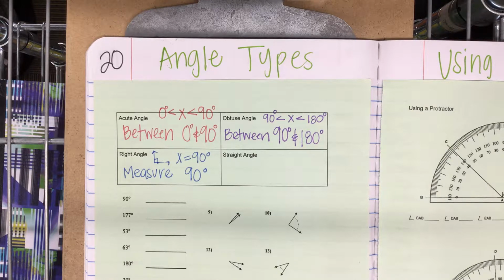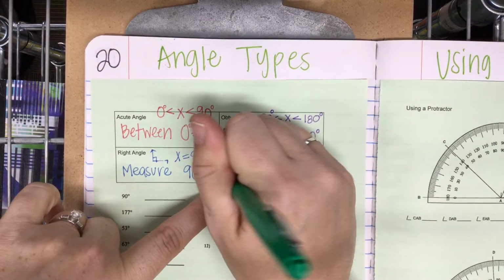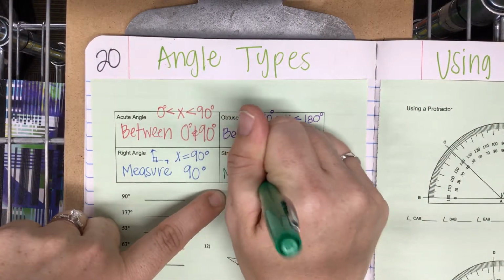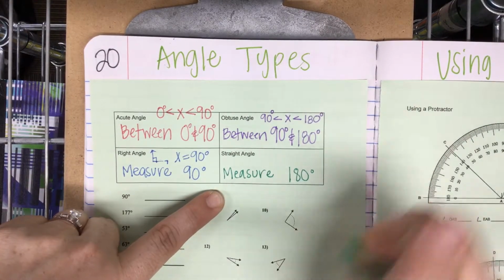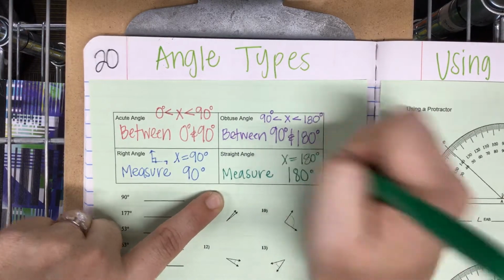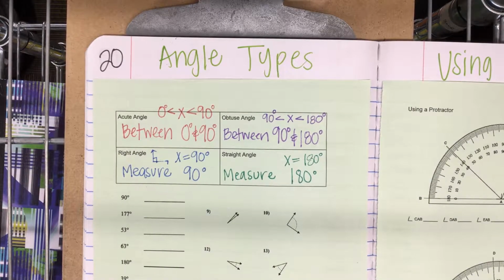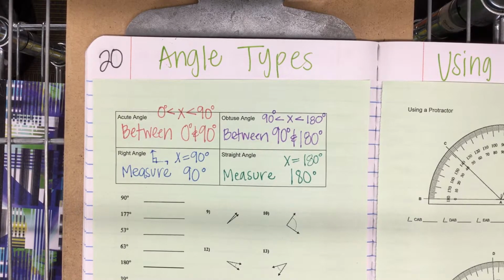And then we have straight angles. And straight angles, what do they measure? They measure exactly, perfectly, 180 degrees. What is a straight angle? What does it look like? Yeah, it's a line. Yep, it extends infinitely, so it has arrows on the ends.